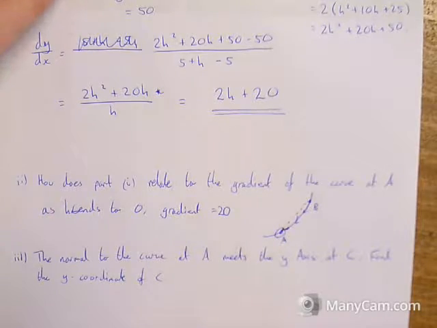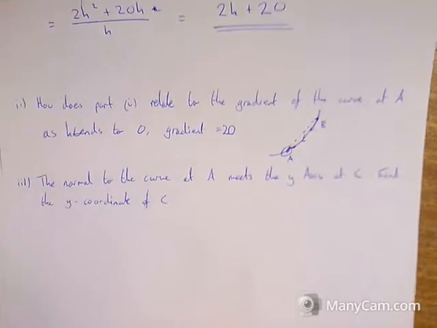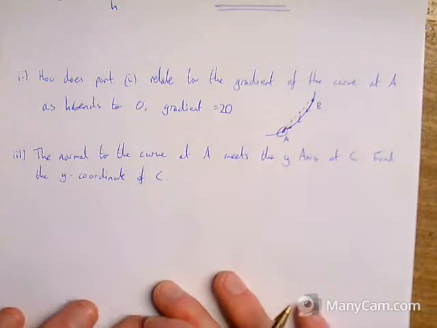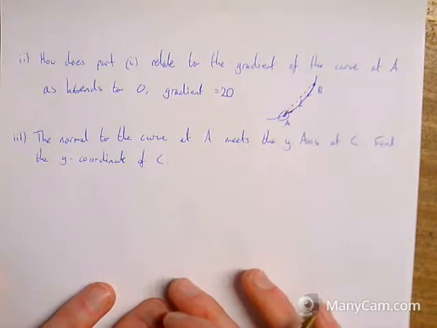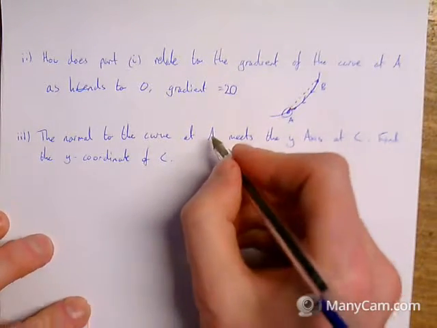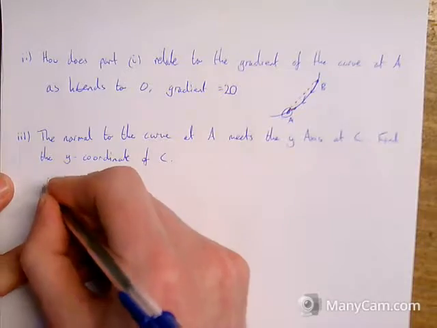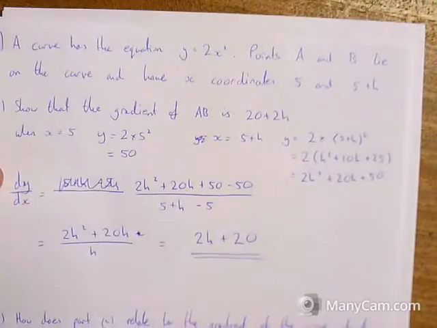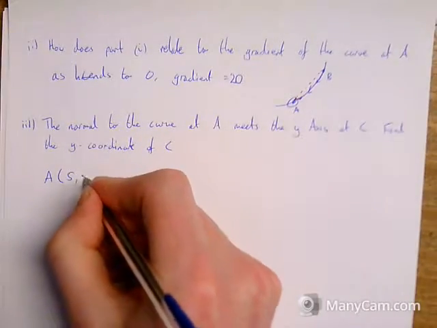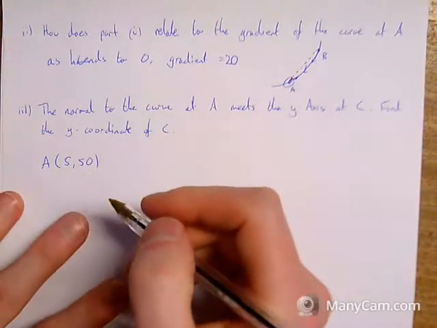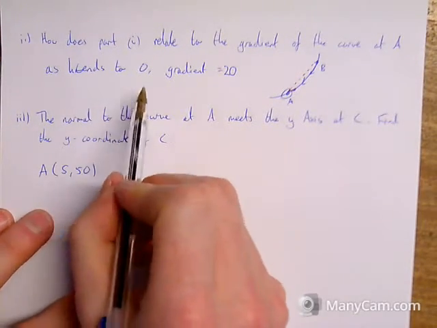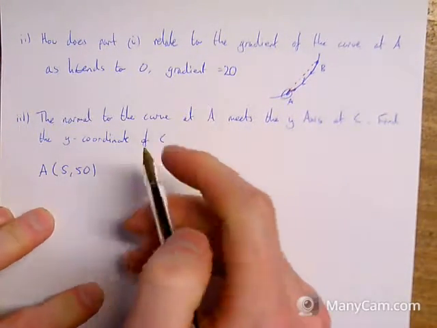Okay, so part 3 is now asking us about the normal to the curve at A, and it meets the y-axis at C, and it wants us to find the y-coordinate. It just wants us to find the y-intercept of the normal at A. So we now know the coordinates of A from our first part, where x is 5 and y is 50, so we've got (5, 50). We also know what the gradient is at that point from part 2, where we said if h tends to 0, the gradient is going to be 20.